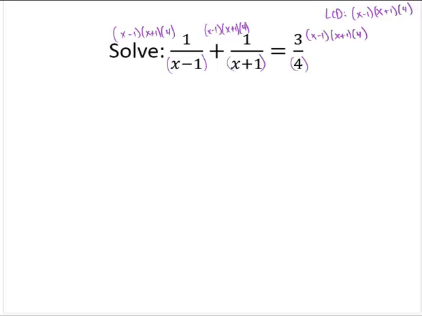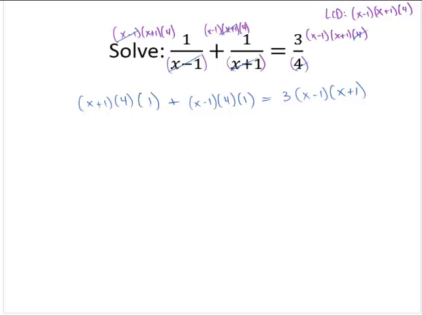In the first term, the x minus 1's reduce, leaving (x plus 1)(4)(1) from the numerator. In the second term, the x plus 1's reduce, leaving (x minus 1)(4)(1), again from the numerator. On the right-hand side, the 4's reduce, leaving 3(x minus 1)(x plus 1). So we've gotten rid of all of the rational parts of the equation. Now all we need to do is turn this into a cleaner form and go from there.